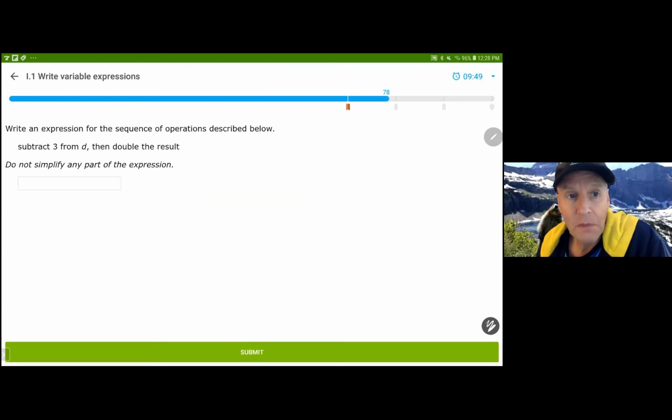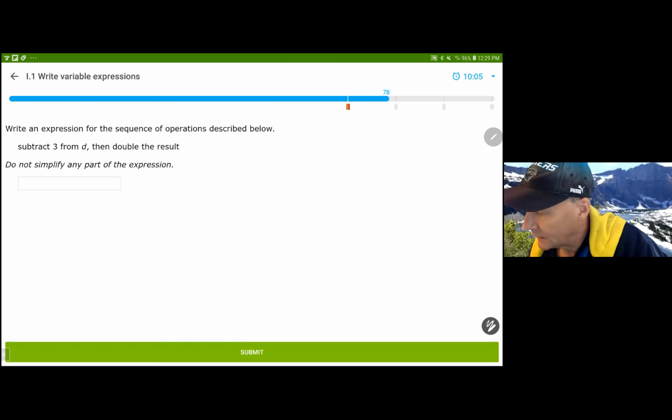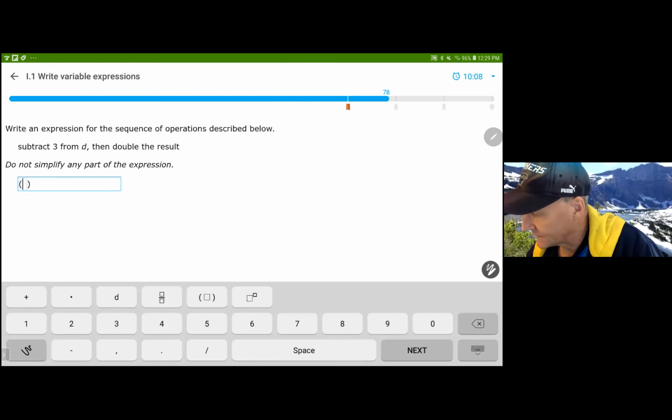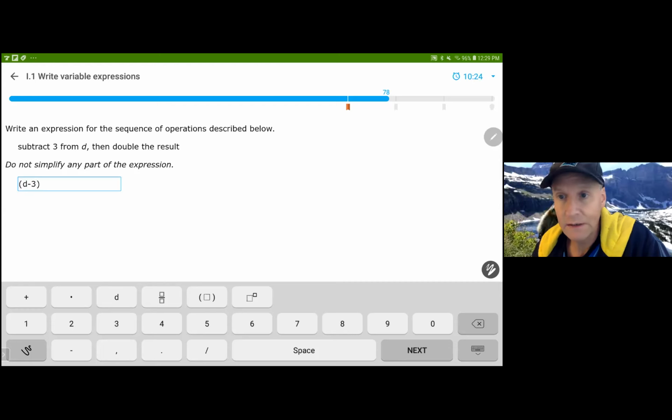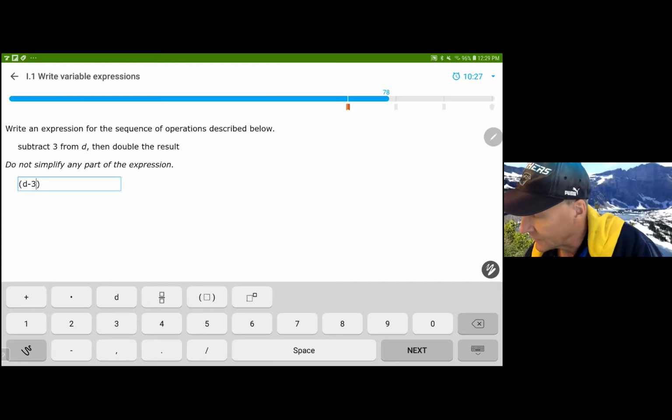Subtract 3 from D. That means D minus 3. It's really easy to get that wrong. Then double the result. When they say the result, it's really assuming that you're in parentheses. So watch out for that, okay? So we're going to subtract 3 from D. So that's going to go in the parentheses. D minus 3. It's really easy to get this backwards. I'm going to take 3 away from D. Make sure you read it and make sure it's correct. Then I'm going to double the result.